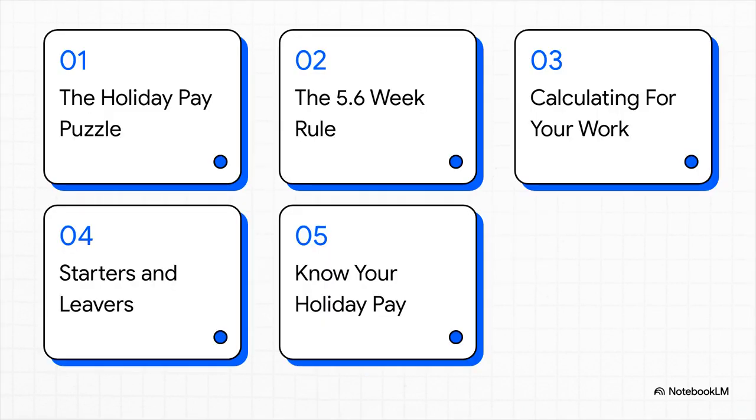All right, so here's how we're going to tackle this. We'll break it down into 5 simple parts. We'll start with the puzzle itself and the all-important 5.6-week rule. Then we'll dive into the specific calculations for your type of job, what happens when you start or leave, and finally, what your pay should actually include when you're on holiday. First up, let's tackle that confusion head on. Our goal here is to get you some real clarity.